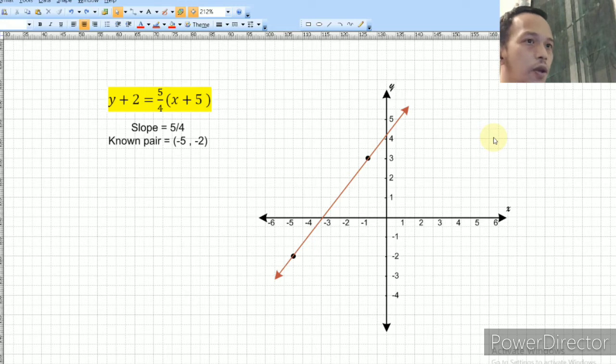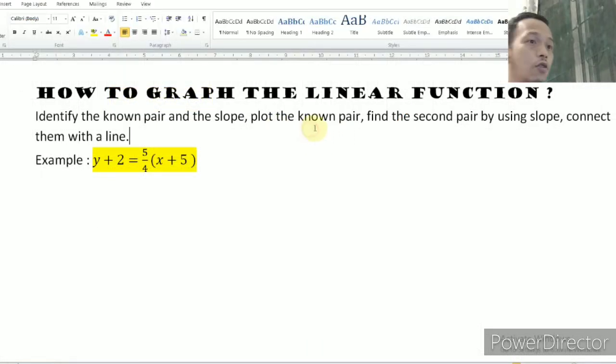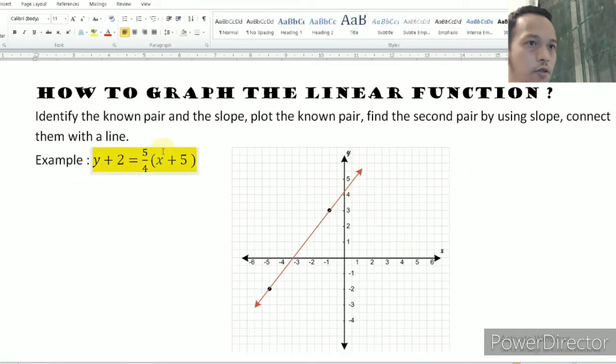So it's simple. If you're given this kind of point-slope equation, you don't have to transform it into another form. You can directly graph it easily, as long as you have the idea of how to find the ordered pair and the slope. So yeah, it's really easy and fast. If you know what the point-slope form means, you can directly graph it on your Cartesian plane using this form.